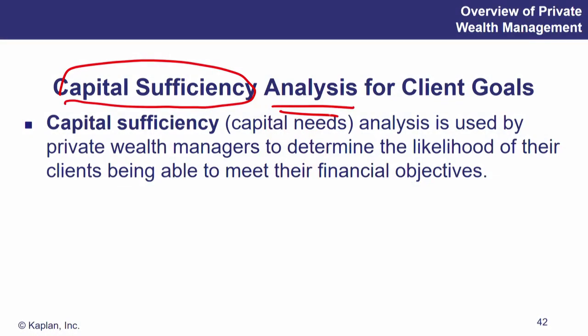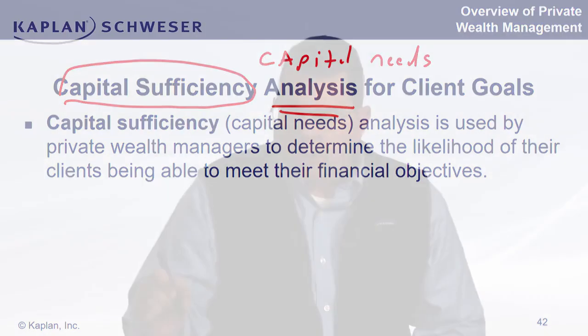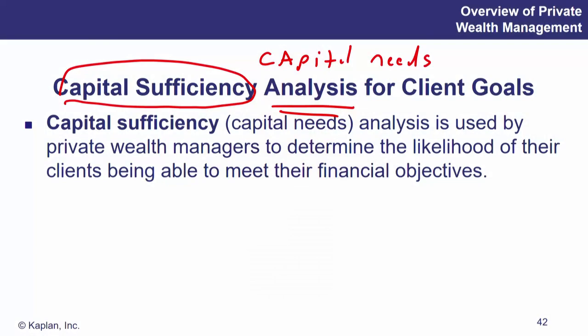So when you think about capital sufficiency, I don't really like that word so much. I would rather say capital needs. I think it's more intuitive to think about capital needs. Hey, how much money do I need to put away in order to retire at 70 at this amount? So this capital sufficiency or capital needs analysis is used by private wealth managers, and this is the important thing. We're trying to determine the likelihood of their client being able to meet their financial objectives.